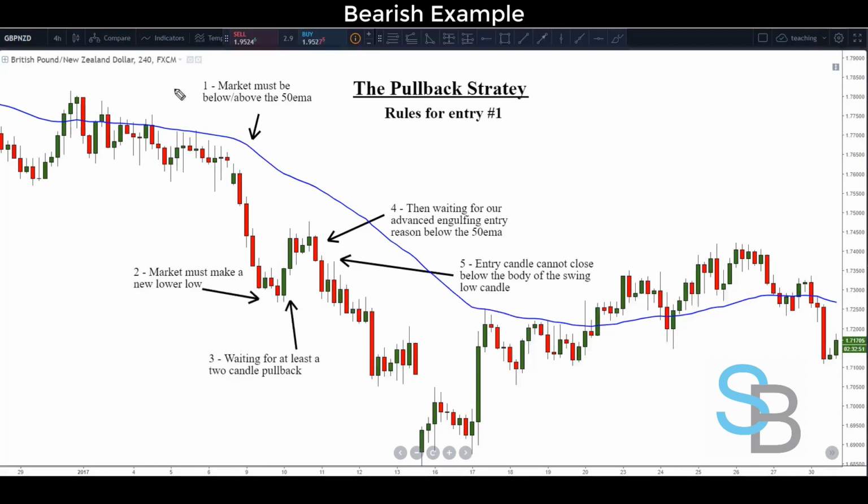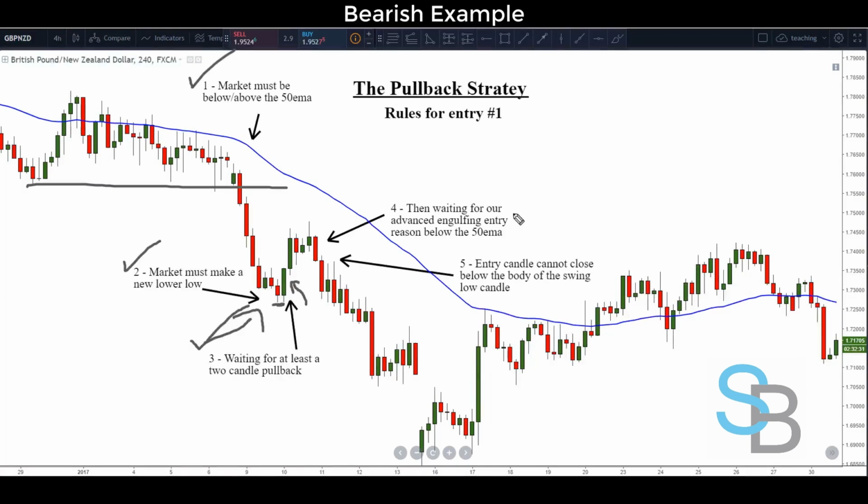So far, what do we have? We have a market that pushed under and is trading under the 50 EMA. We have a market that created a new lower low. And we have a 2-candle pullback from that swing low with these 2 green candles. So we've checked off all 3 of those rules. The next rule we're going to be taking a look at is rule number 4.